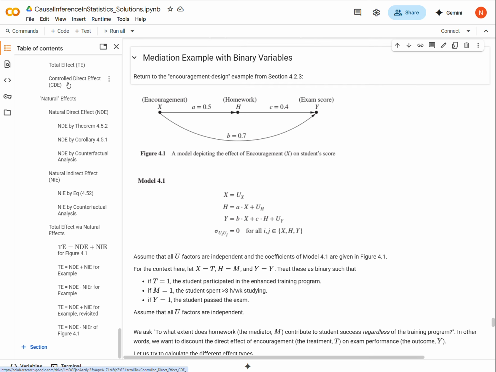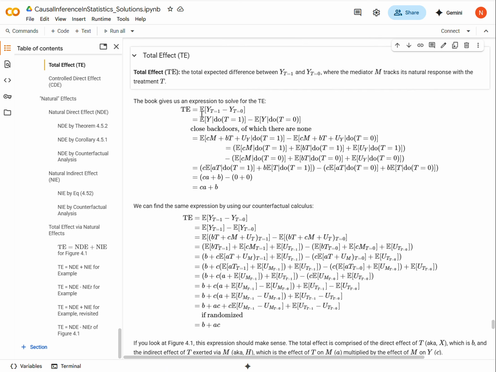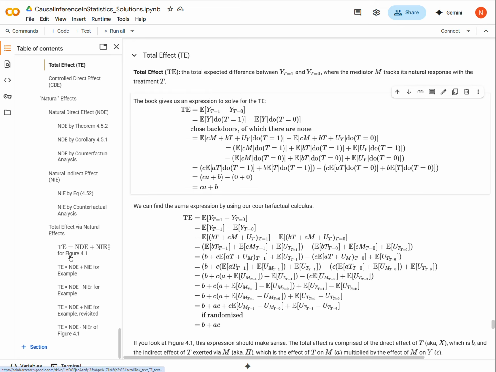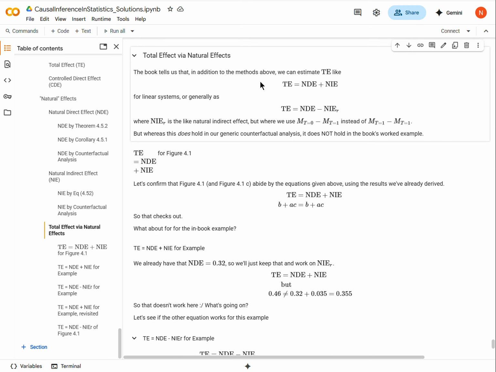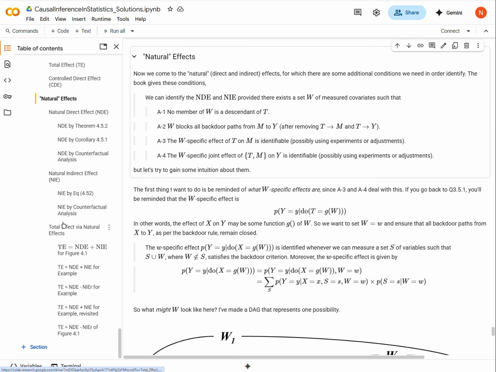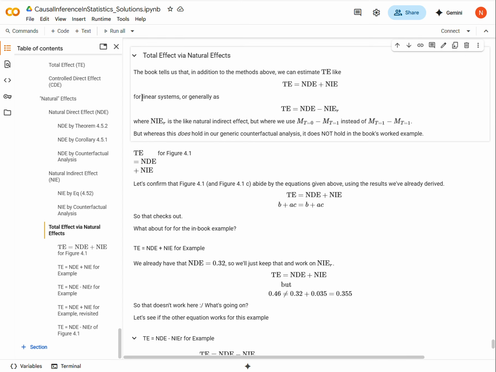Okay, so in part one, we looked at how to calculate the total effect, and it was given here. Watch that video for that. But the book tells us that we can also find the total effect in a few different ways. We can estimate it like this: we can just add the natural direct effect and the natural indirect effect, which we looked at in part two, when the systems are completely linear. That's a major caveat, and we'll see how that plays out in a little bit.